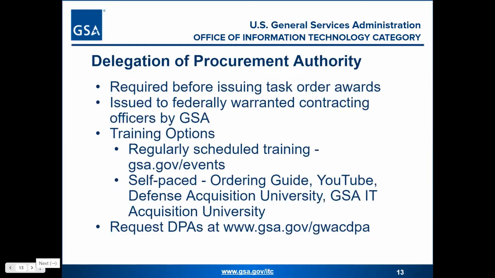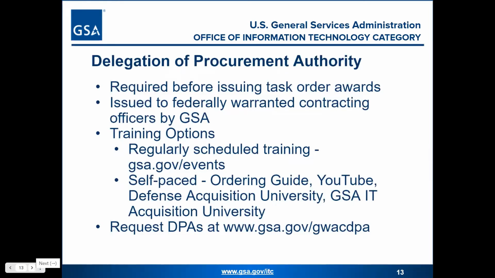And then lastly, another website I want you to write down: gsa.gov/GWACDPA. No matter whether they go to training or watch the YouTube video or the ordering guide, all contracting officers who are going to be requesting an 8(a) STARS 3 DPA must go to gsa.gov/GWACDPA. Once they get on that page, they'll see some drop-down menus and they'll hit submit. It typically takes us about 2 business days, and we'll have the delegation of procurement authority in their inbox, and they can go ahead and issue task order awards.